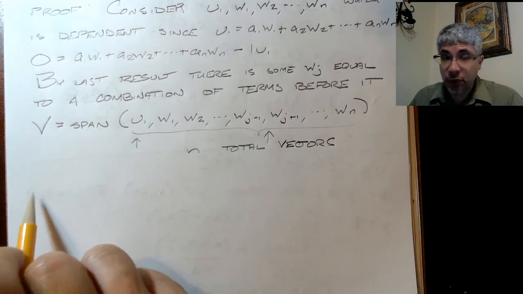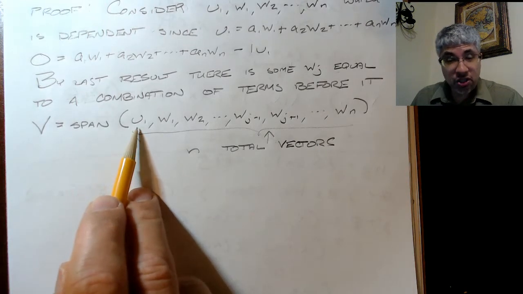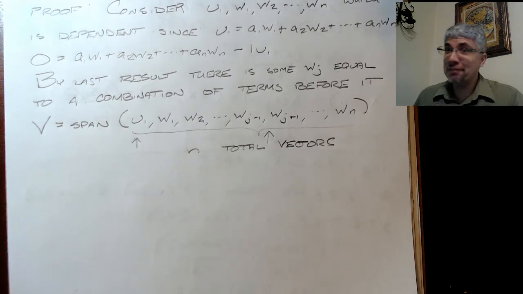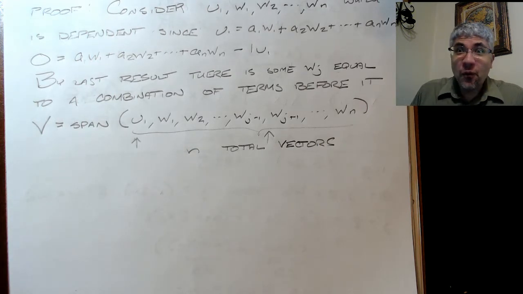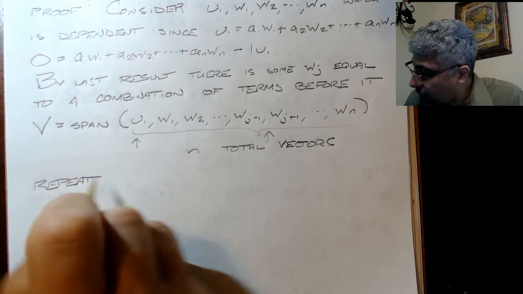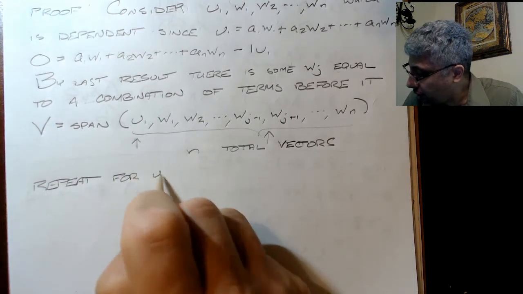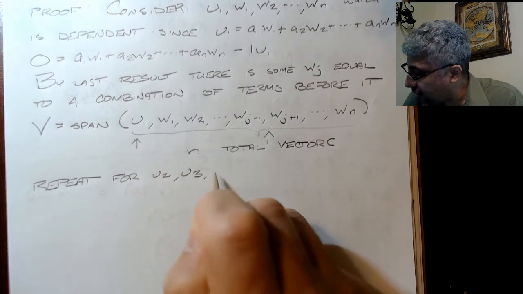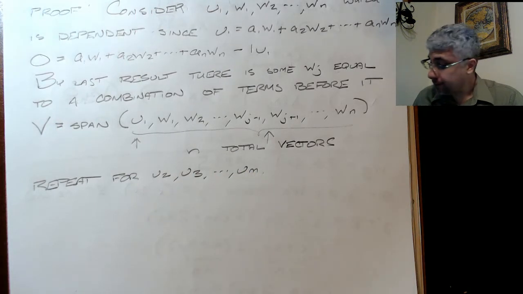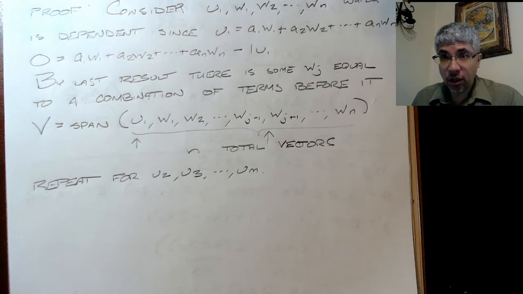And what we can do is repeat this for each of the u's. So we got a u a spot on the list. U was trying to get into the club. It made it in. We have to do this for the next u, and the next u, and the next u. So we're going to repeat for U2, U3, all the way through Um. Each time we're going to do this, and each time we're going to remove a w.